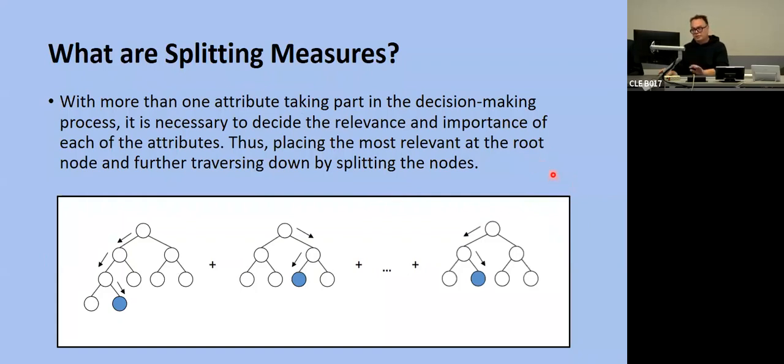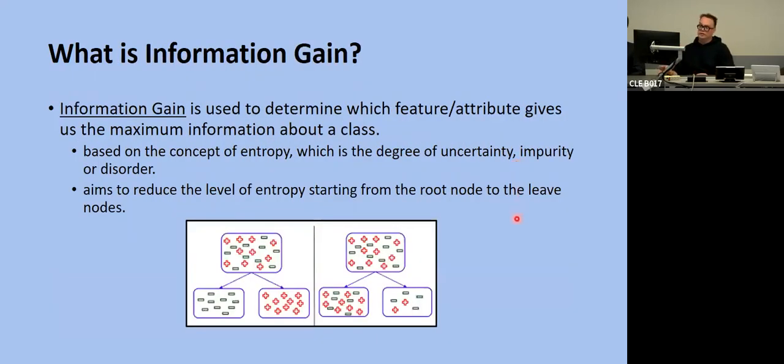Okay, splitting measures. This is the important part. This really defines a tree. If you don't have splitting measures, you don't have a tree. One attribute taking part in the decision-making process is necessary to decide the relevance and importance of each of the attributes, thus placing the most relevant at the root node and further traversing down by splitting the nodes. And again, there's applications that find that top root node, or there's other ways to calculate it.